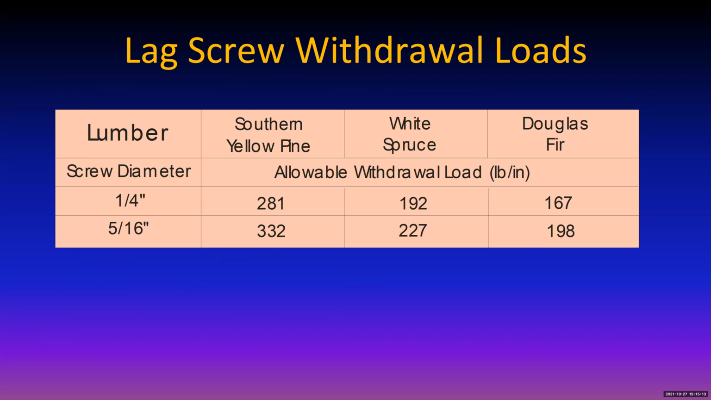Yellow pine, a 1/4 inch screw. If you screw it in by 1 inch, you got 281 pounds allowed per inch with a safety factor of 4. 5/16, 332 pounds per inch. And you know, safety factor of 4 is arbitrary. A safety factor of 2 is actually pretty good. So that would be 664 pounds allowed in southern yellow pine for 1 inch of penetration into the truss. And Douglas fir, the number goes down, but the Douglas fir wouldn't be used for a truss in a high wind area, more than likely.